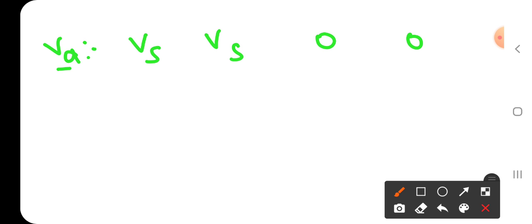The last one is VA. VA in the first mode is VS. The second mode is also VS. The third mode is 0 and the fourth mode is 0. So try to take this data and draw the waveforms. This is for T on greater than T by 2, and similarly you can also try for T on less than T by 2.